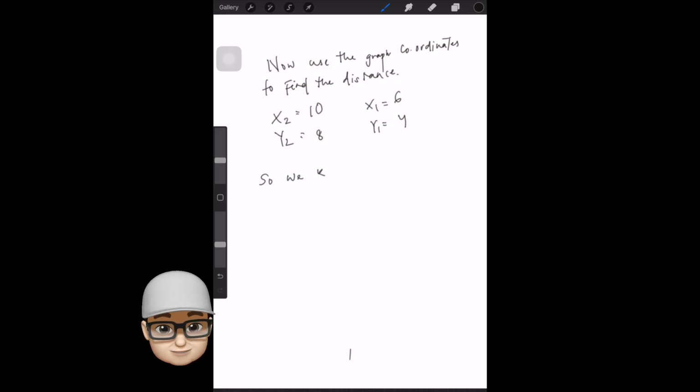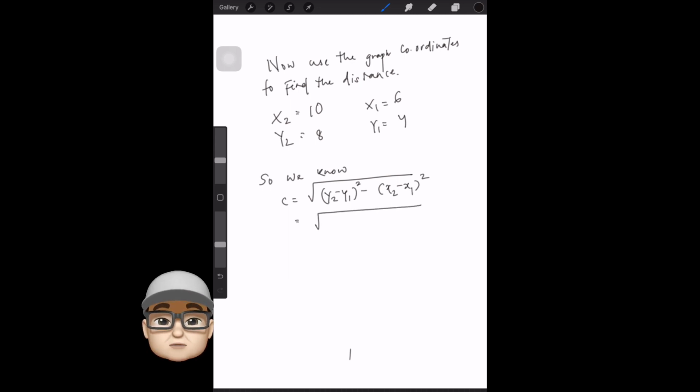So now can we write down the formula? Yes. Now let me write c is equal to square root of y2 minus y1 square plus x2 minus x1 square. Okay. Now this is the formula which we identified in our previous slide. Now I can write the values here. y2 is 8 and y1 is 4 whole square. Oh sorry, this is plus, it's my mistake. And then I can write here x2 is 10 and x1 is 6 whole square.